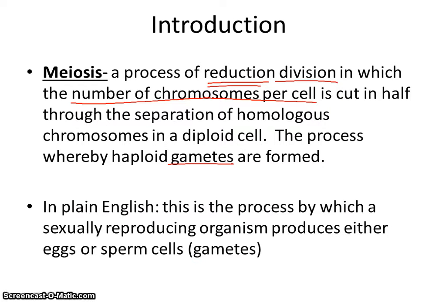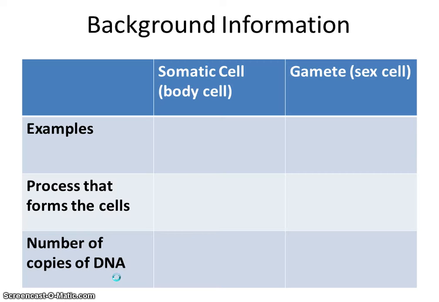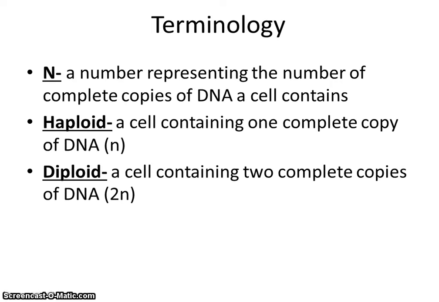Here's what meiosis is in plain English. It's a process where a sexually reproducing organism makes its reproductive cells. In females, those would be eggs, and in males, those would be sperm cells. And another word for those is gametes. All right, gametes is just another word for sperm and egg, the cells of the body that are used to make the next generation of organisms. Let's come back to this in just a minute. Let's do the terminology first.